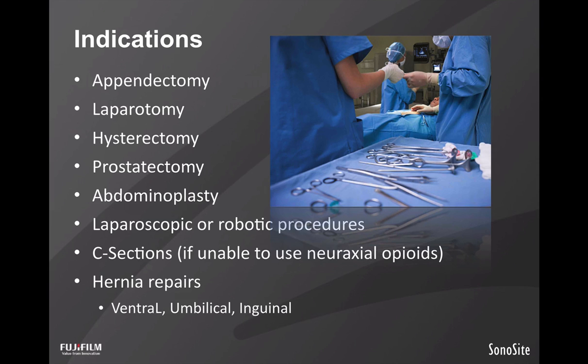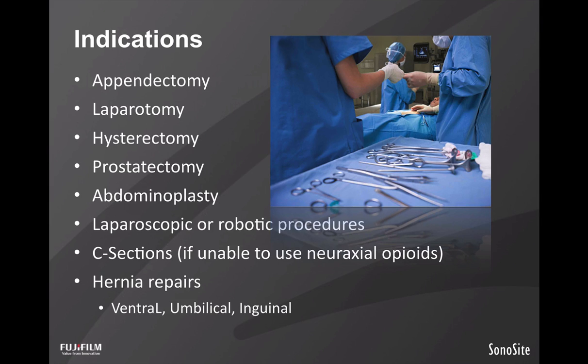Another indication for this procedure is a C-section. Now, normally when providing anesthesia for a C-section, one may use neuraxial methods such as a spinal anesthetic or an epidural anesthetic, or in emergent cases, a general anesthetic.